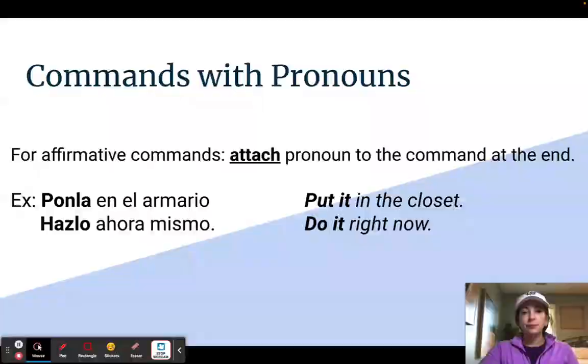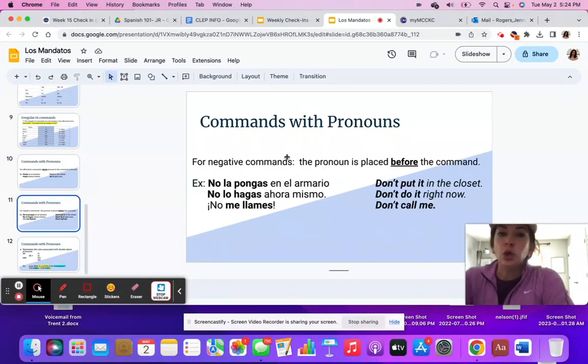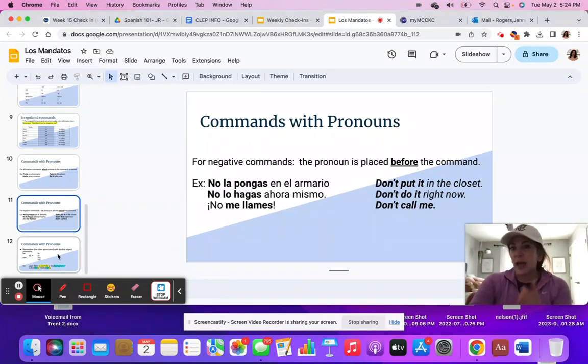Negative commands, you put the pronoun before the command. So no la pongas en el armario. Don't put it. No lo hagas ahora mismo. Don't do it right now. No me llames. Don't call me. It doesn't matter what kind of pronoun it is, direct, indirect, reflexive, they're going to follow the same rules.